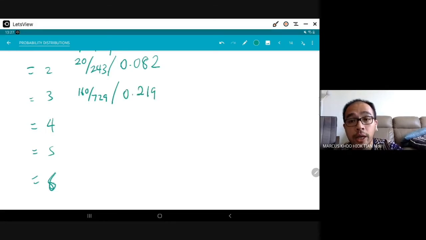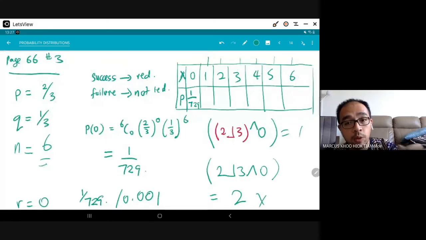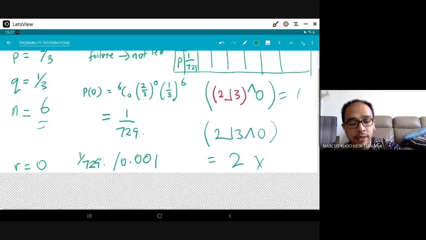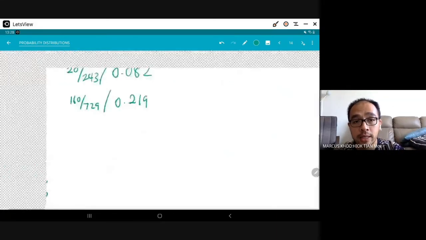Yeah? Okay, guys, I would suggest that in your table, kalau kamu letak pecahan, everything pecahan. Kalau kau letak perpuluhan, everything perpuluhan. Jangan juga kamu 1/729, then the next column kau letak 0.016. Kamu menyusahkan diri sendiri saja, janganlah. Okay, you standardize the reading yourself.